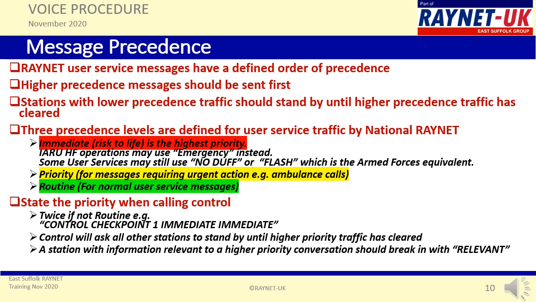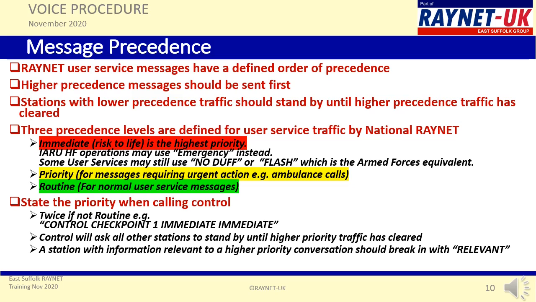The second class of Raynet message is priority, for messages requiring urgent attention, such as ambulance calls, and routine for everything else. You should always state the priority of your traffic when calling control, and state it twice if it is not routine. So, control, checkpoint 1, immediate, immediate.